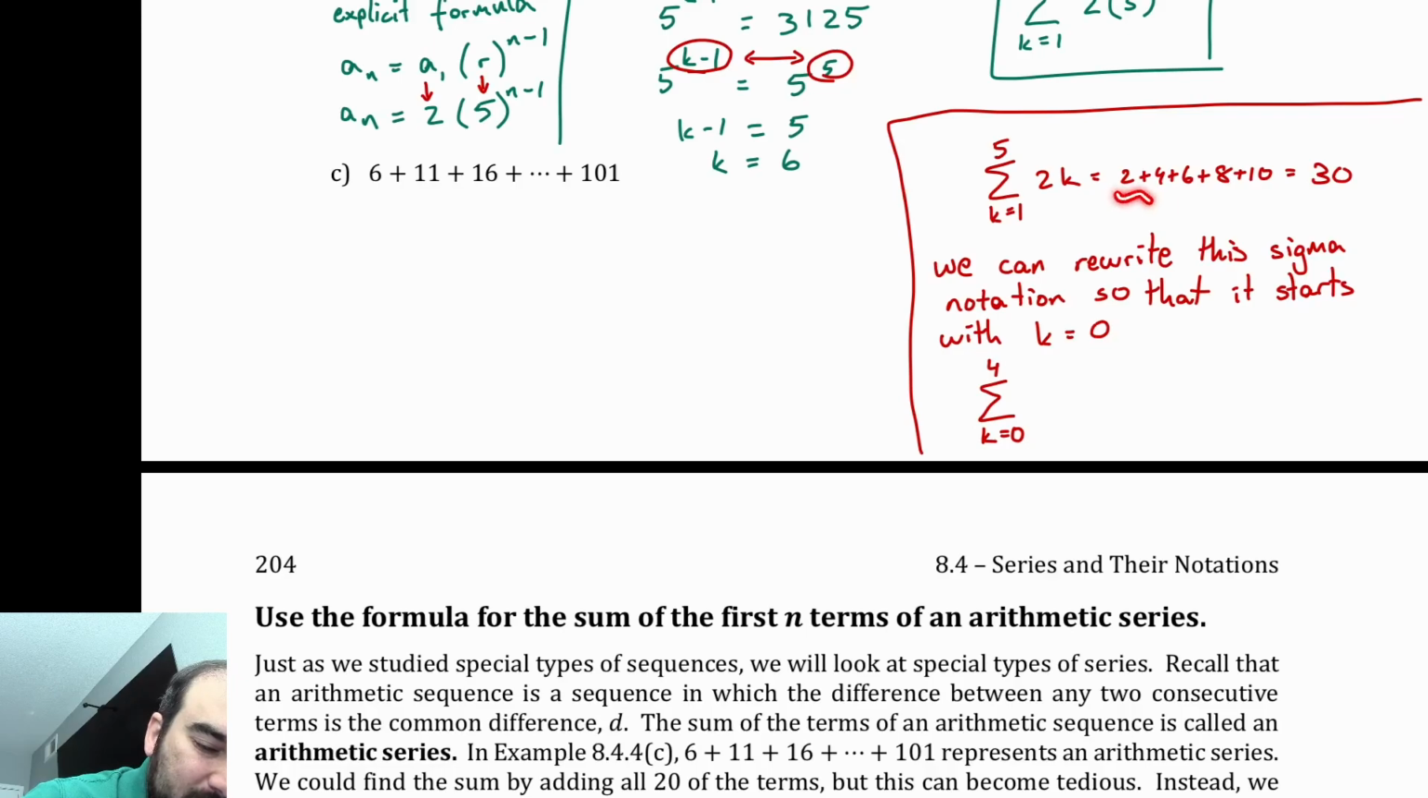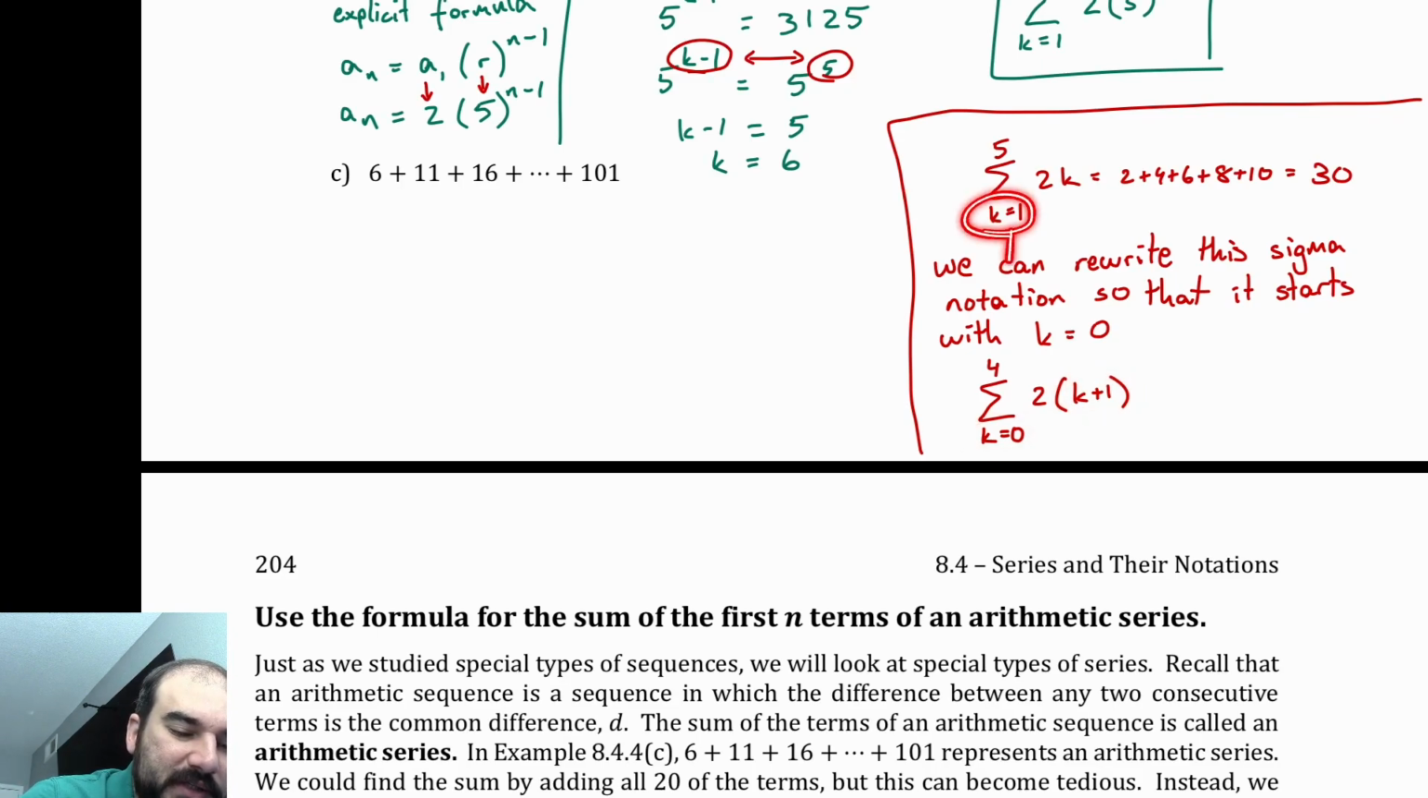But we want these terms to remain the same. If I reduce this k from 1 to 0, I need to counteract that in my formula. I still need to do 2 times 1 and get 2 for that first term. So remember, the first term plugged in was 1, but now the first term plugged in is going to be 0. That 0 somehow needs to turn into a 1 once I plug it in. So instead of k, we're going to put k plus 1 here. You account for that change in index by doing the opposite in your explicit formula.